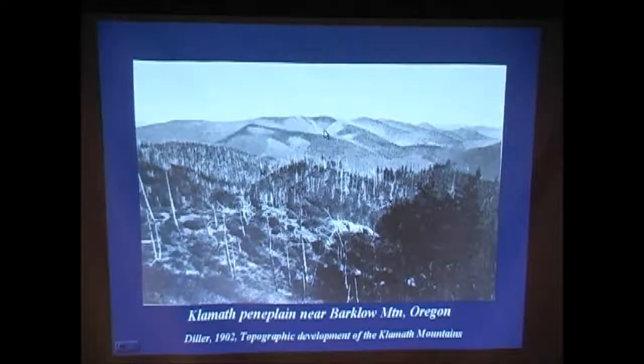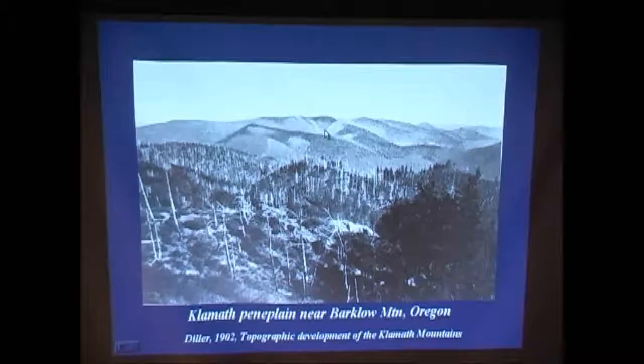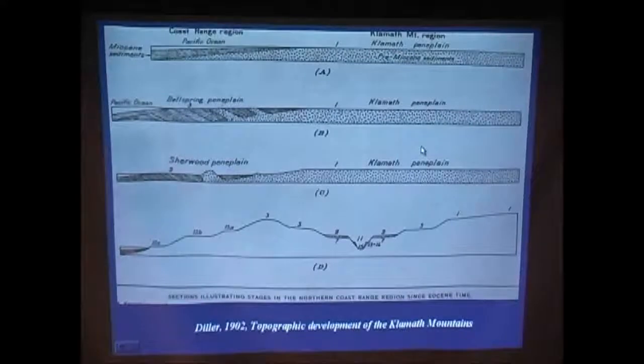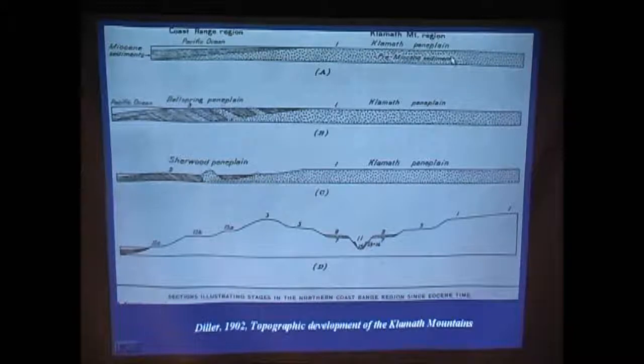And here's a photograph from his pioneer paper, The Topographic Development of the Klamath Mountains, from Barklow Mountain, east of Brookings in the Coast Ranges, and he would be discussing the concordance of summits. This is an old photograph. And in his paper, he talked about the evolution of the peneplain. So here are the pre-Miocene sediments, and then the younger sediments in the Klamaths. And he talked about the elevation of this surface and the entrenching of rivers into this surface.